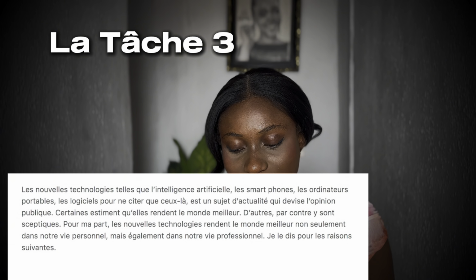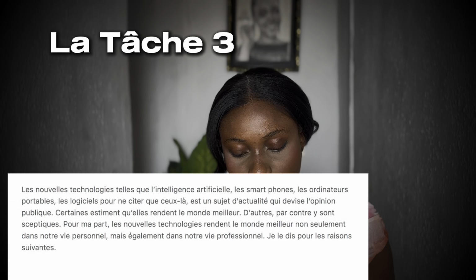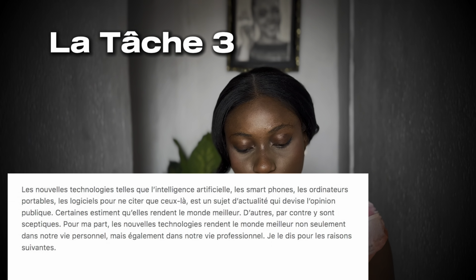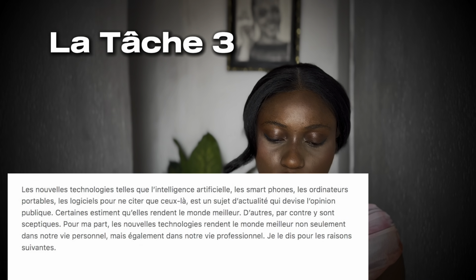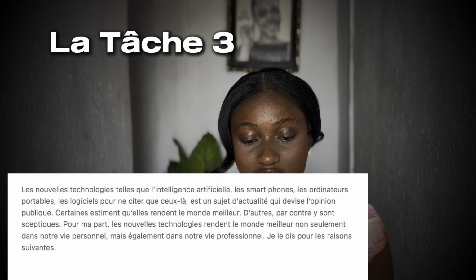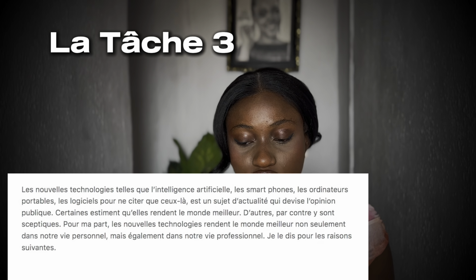Certains estiment qu'elles rendent le monde meilleur, d'autres, par contre, y sont sceptiques. Pour ma part, les nouvelles technologies rendent le monde meilleur, non seulement dans notre vie personnelle, mais également dans notre vie professionnelle. Je le dis pour les raisons suivantes.